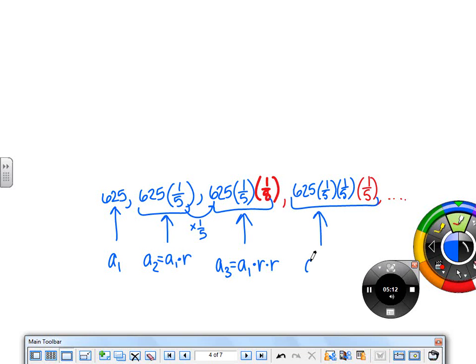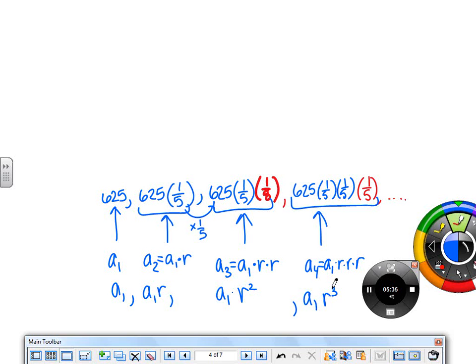This is my fourth term, and again it is the first term times the ratio times the ratio times the ratio. Okay? So I have my first term. My second term is my first term times the ratio. My third term is the first term times the ratio squared. My fourth term is the first term times the ratio to the third power.